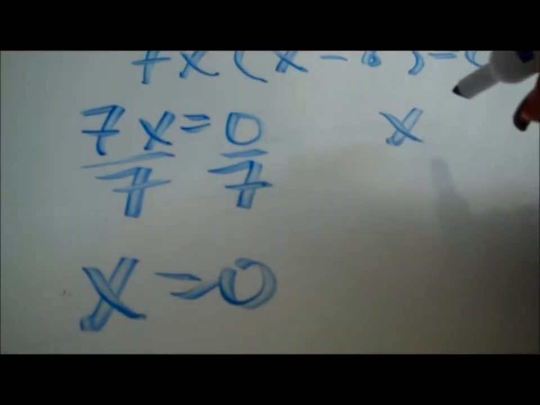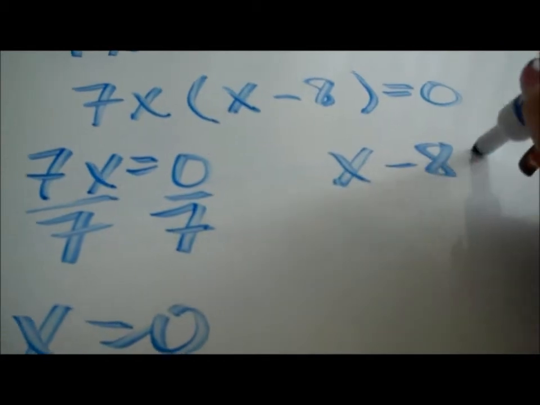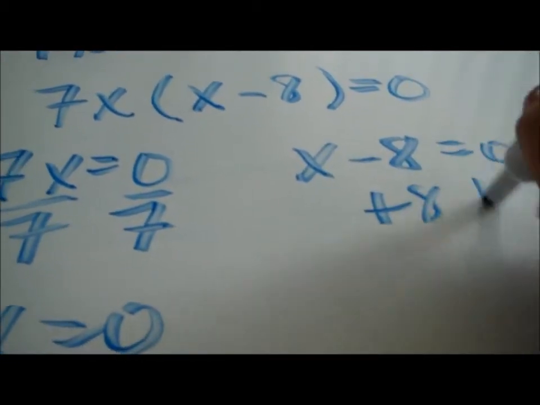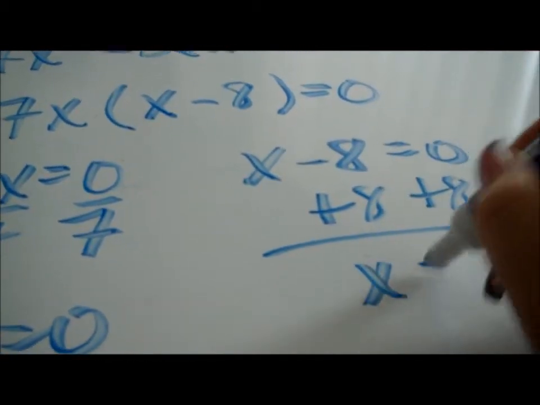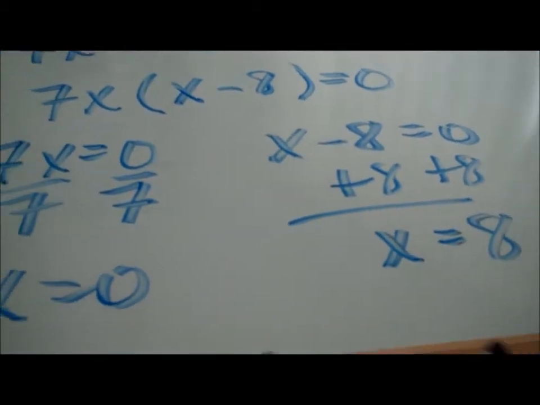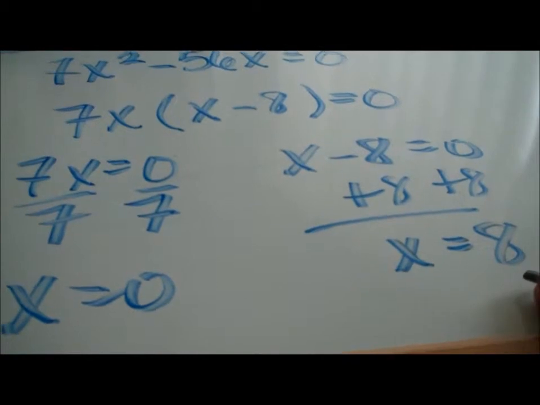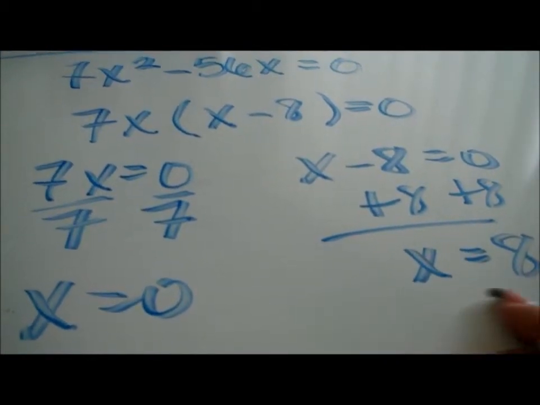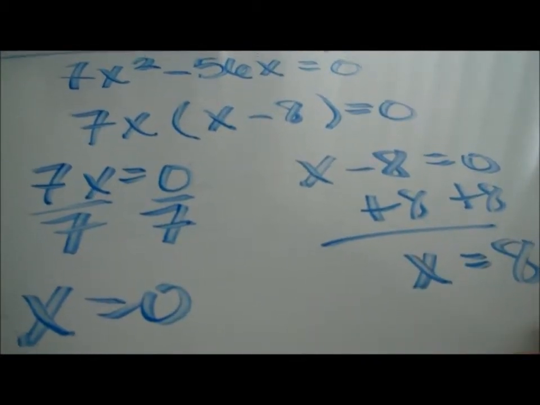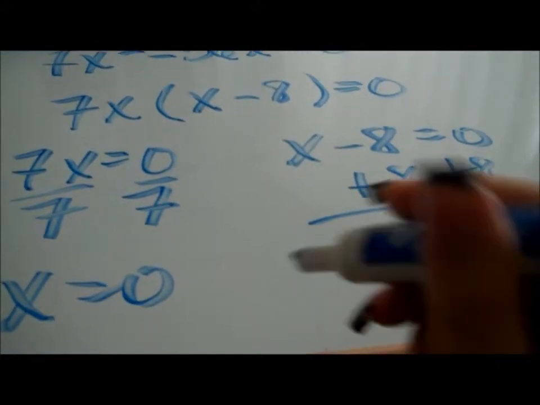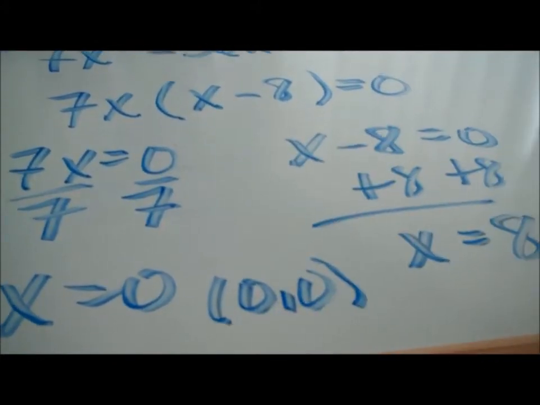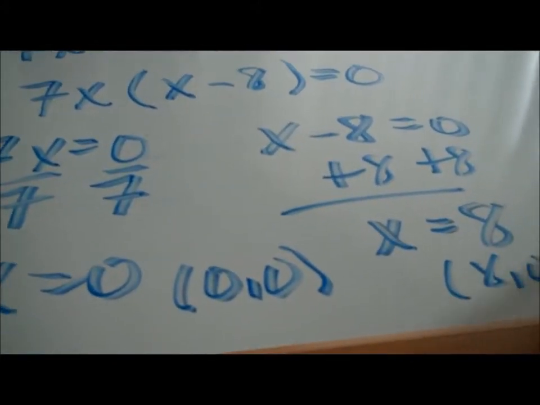And then I have to take my x minus 8 equals 0, add 8 to both sides, and I get x equals 8. So my two intercepts, or two x values, are 0 and 8. Again, if you have to list them, just put 0, 8. If you have to write them as an ordered pair, we would write this as 0, 0, and 8, 0.